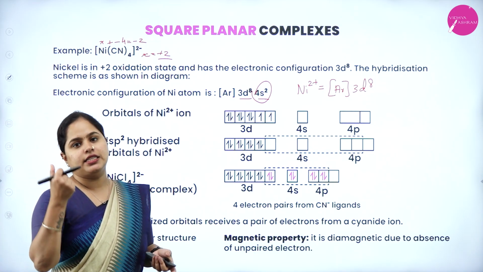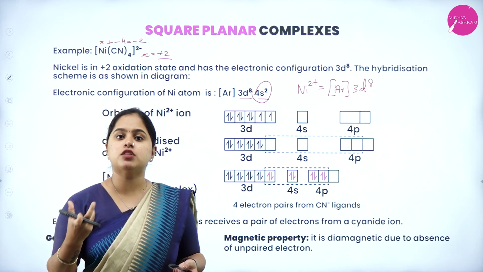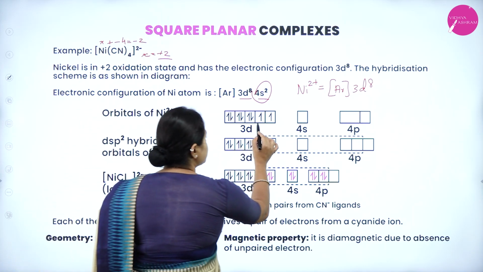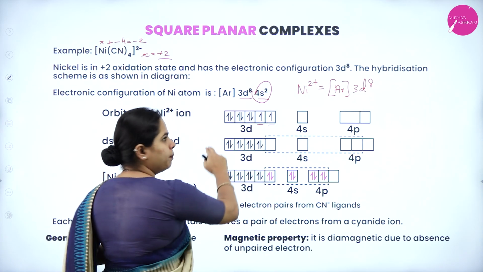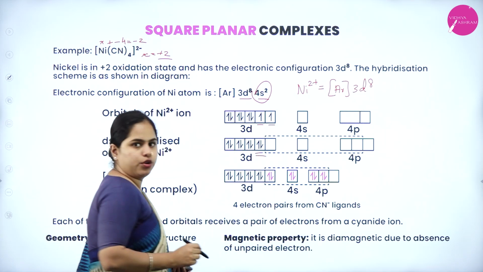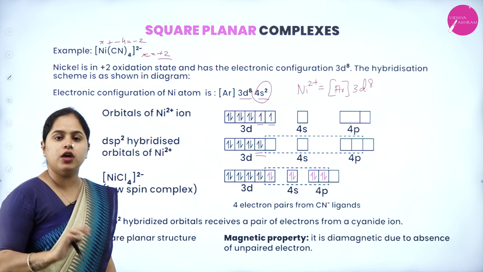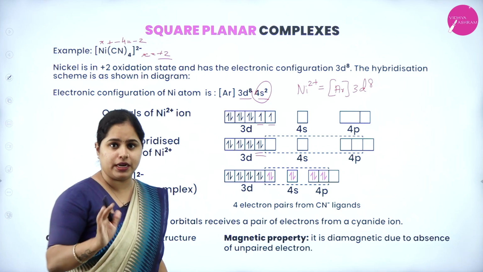So what happens? I mentioned now it is a strong ligand, so what will happen? Yes, the electrons will start pairing up. So these 2 electrons are unpaired. These 2 will pair up. So that pairing up is what you can see here. Right. Now, what is the coordination number? It is 4. So, how many orbitals do I require? I require 4 orbitals, right?